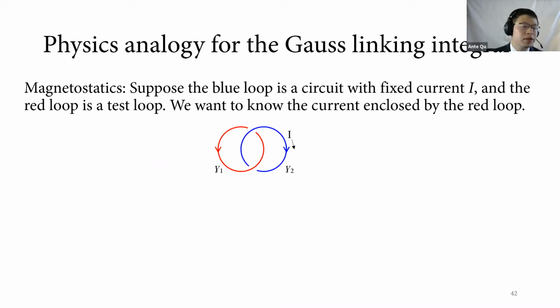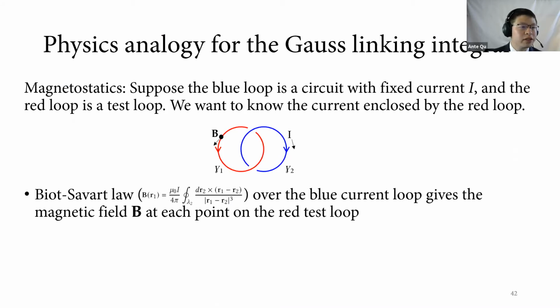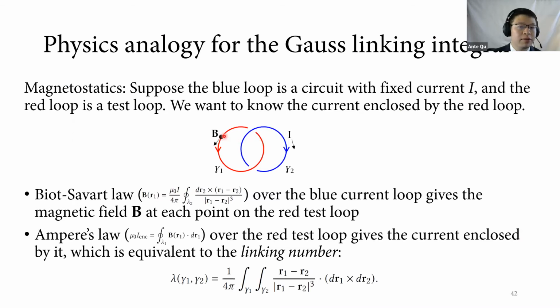And so we can use the Biot-Savart law and Ampere's law. We can first apply the Biot-Savart law on the blue loop to figure out the B field at a point on the red loop. And then once we have the B field, we can apply Ampere's law over this entire red loop to integrate it. And that current enclosed is equivalent to the linking number, since it measures how many times the blue loop passes through this area.